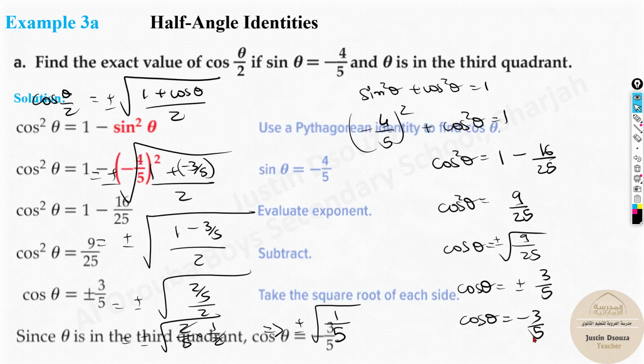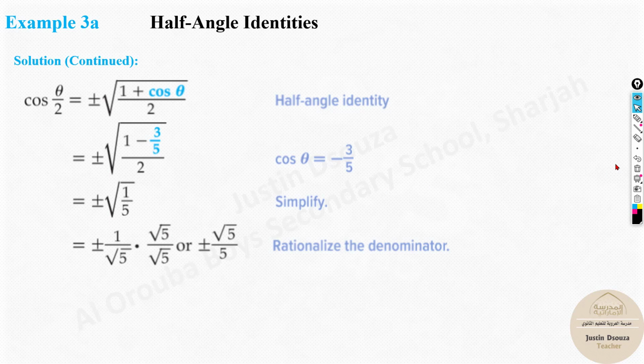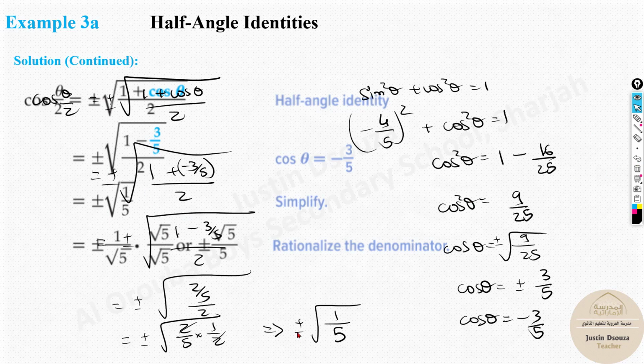Here we have got 3/5, not plus or minus, it's negative. We need to consider the negative one and then substitute over here. And you are getting the answer, plus or minus root 1 by 5.